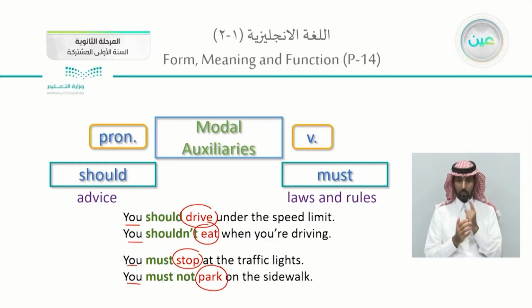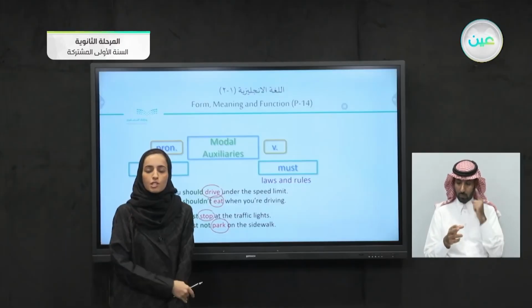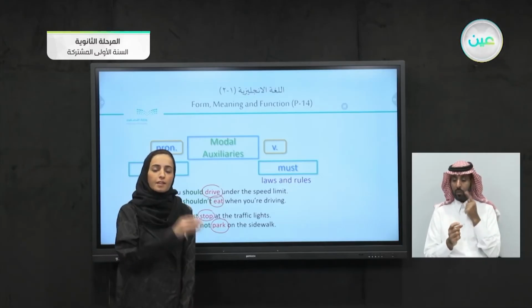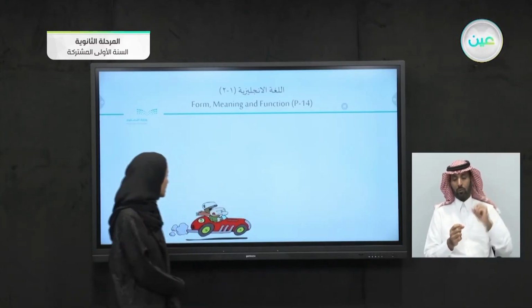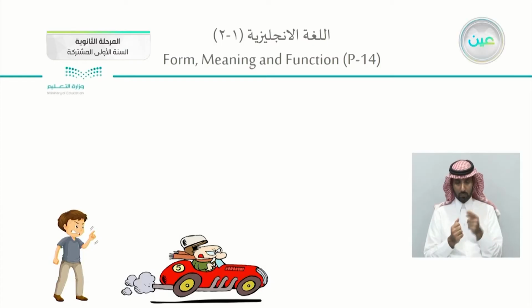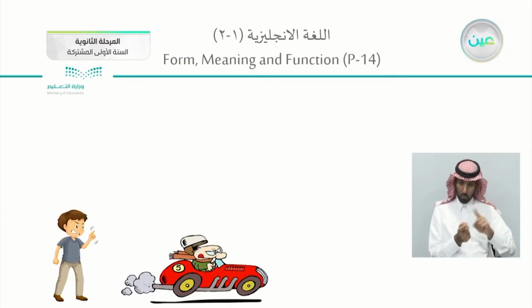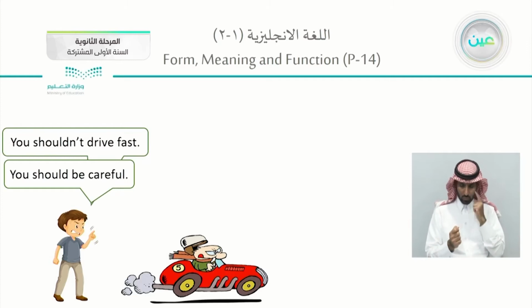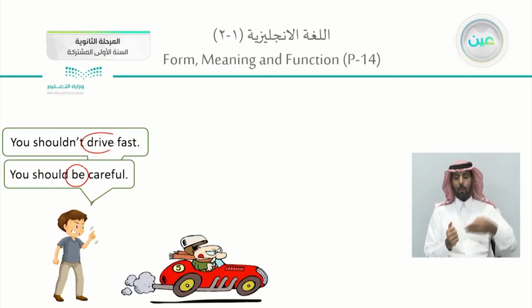So we will start with the pronoun, just like any English sentence, followed by the modal auxiliary, then we will have the verb. Now let's look here. Someone is driving too fast and one is not happy about what's happening. So he will say, you should be careful, and also, you shouldn't drive fast. Notice the verbs be and drive, which are in the base form.